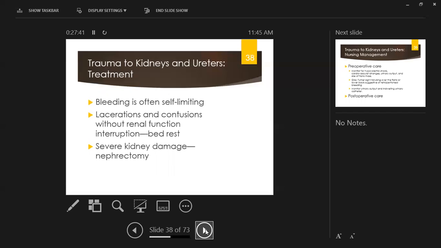Bleeding is often self-limiting, so we don't usually have to intervene unless we're replacing volume. Lacerations and contusions without renal function interruption, as long as you don't have an increasing BUN and creat, we'll just put those patients on bed rest until it's resolved. Severe kidney damage, we may have to go in and actually resect the kidney through a nephrectomy.